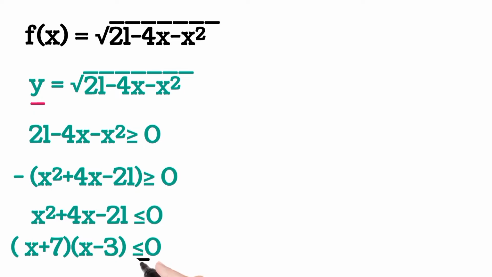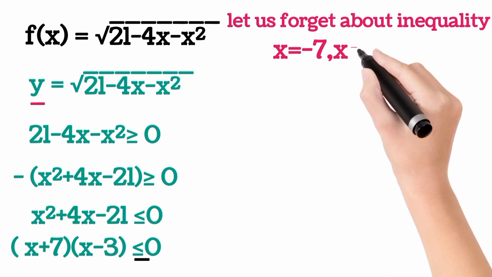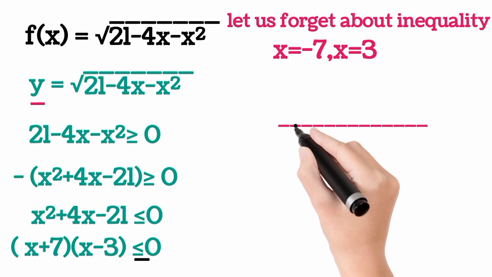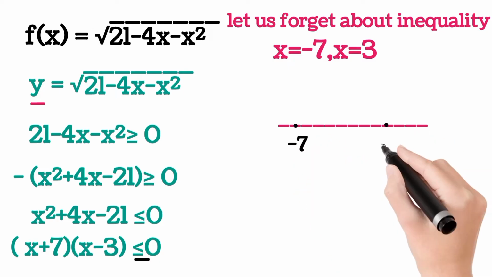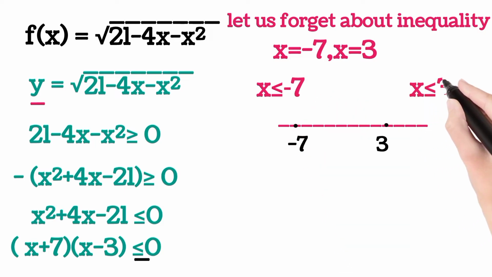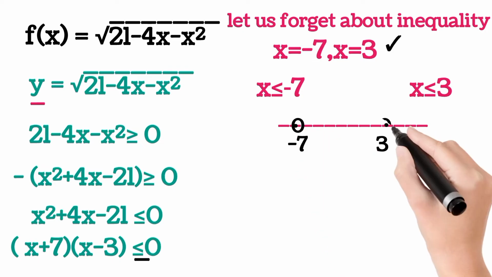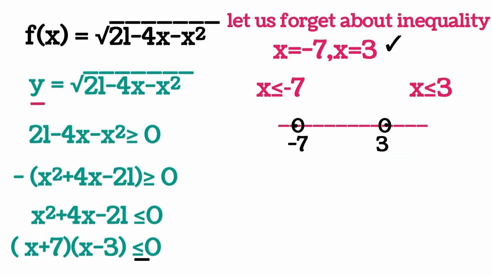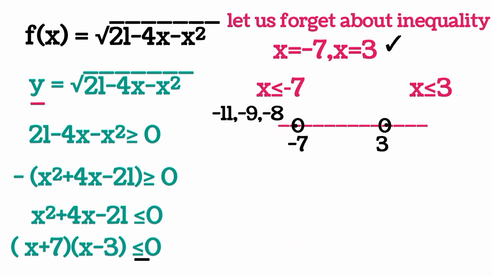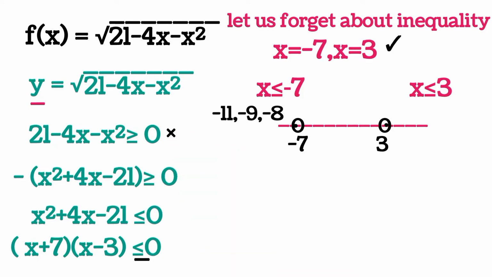So let us again forget about the inequalities. So we will get x = −7 and x = 3. So let us draw the number line. Here we have 2 points, −7 and 3. We have the regions x ≤ −7, −7 to 3, and x ≥ 3, with x = −7 and x = 3 as the boundary points. So in this interval, if we take −11, −9 or −8, we will see that this condition is not satisfied.